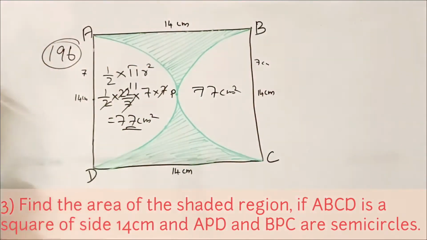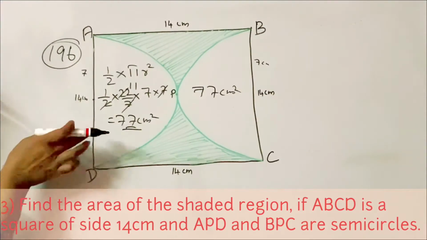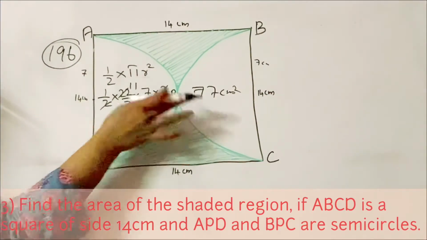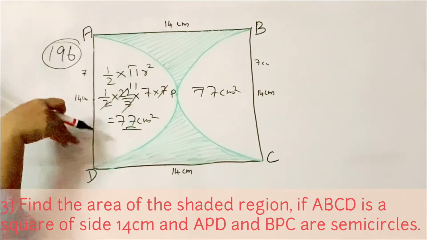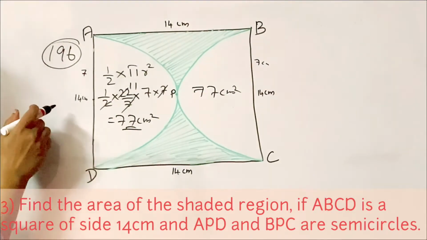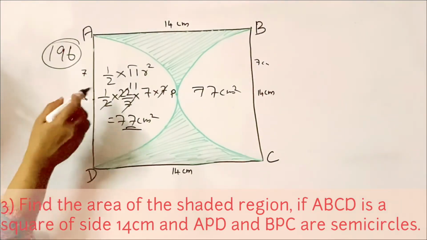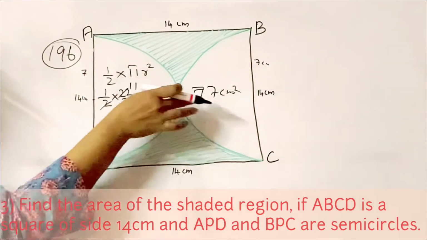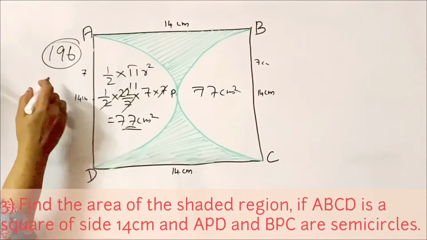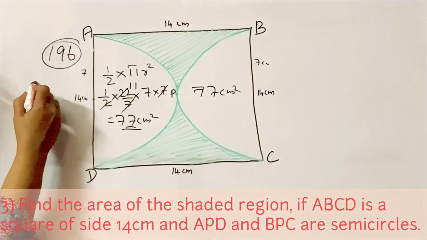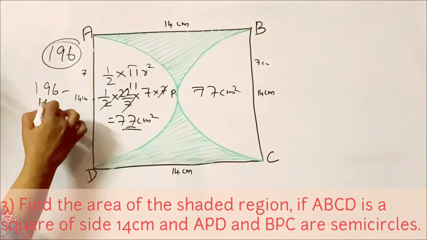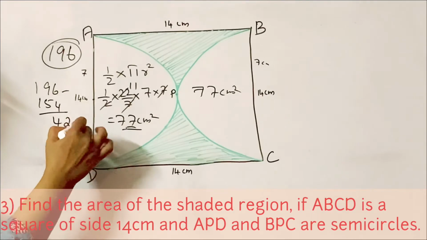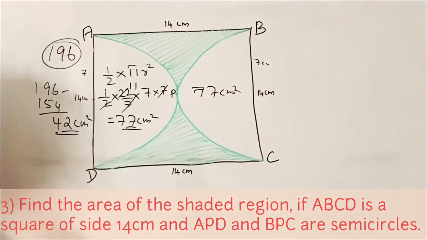So area of the shaded part is equal to 196 minus 77 plus 77. We subtract both of them from this 196. So 77 plus 77 is 154. This is 77, this is 77. So the total is 154. So area of the shaded part is equal to 196 minus 154. Okay, that is 42 centimeter squares. Area of the shaded part is 42 centimeter squares.